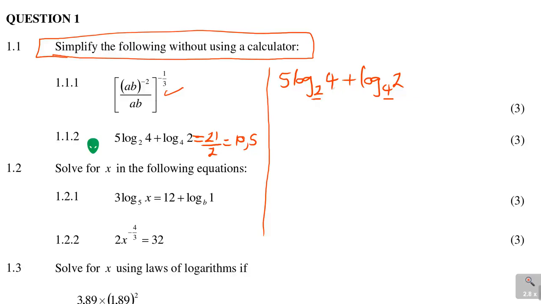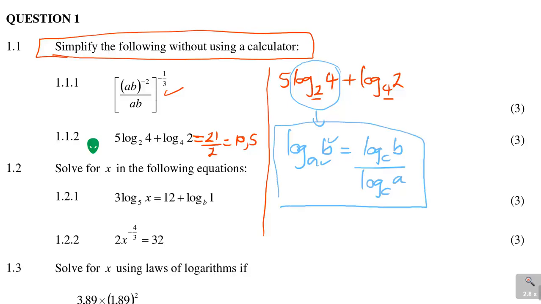Let's change base 2 to base 4 out of interest's sake. So we are going to change this one. So how do I change? There is a law which says if you are given log in base A of B and you want to change it to, for example, base C, you are going to say log in base C of B over log in base C of A. See that? So the B goes to the top and the A goes to the bottom. That's how you convert bases.